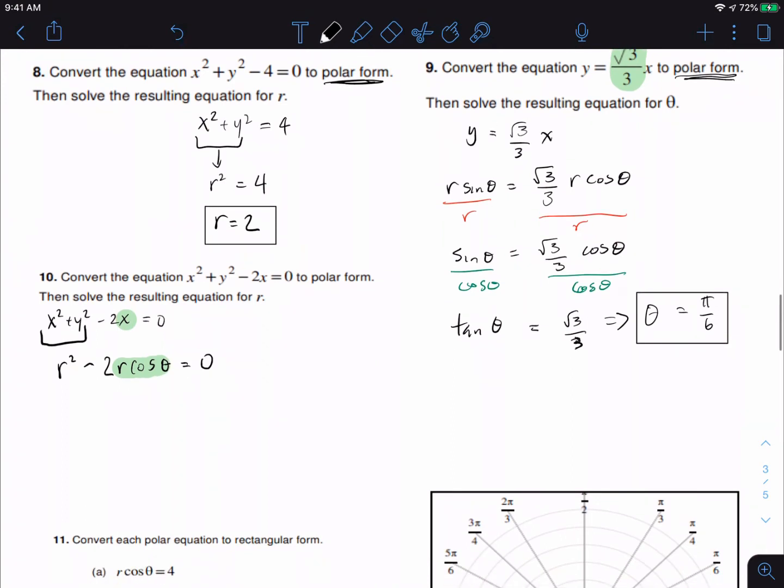And so what I'm going to do is I'm going to factor out an r. And now I've got to solve for the equations. So it's either r is equal to 0 or r minus 2 cosine theta is equal to 0. So r is equal to 2 cosine theta, or r is equal to 0. But if r is equal to 0, do we have anything?